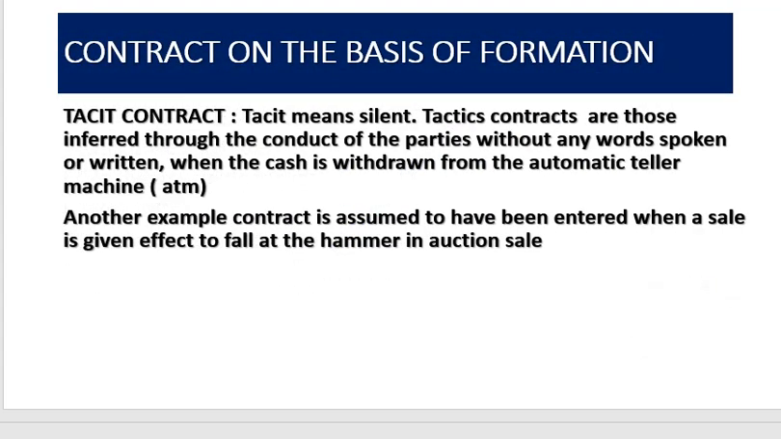Tacit contract, which is an implied contract, means silent. Tacit contracts are those which can be inferred from the conduct of the parties without any words spoken or written. Like when cash is withdrawn from an automatic teller machine, that is an example of a tacit contract. Another example is a sale assumed to have been entered into at the fall of the hammer in an auction sale. When the hammer is struck on the table, it means the contract is complete. The contract has been entered into.